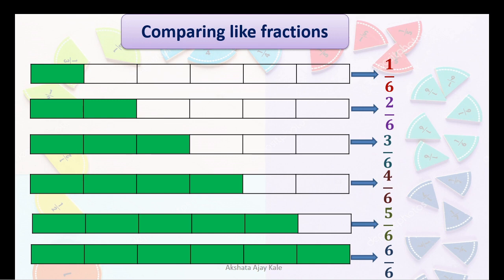Here we are increasing the coloring part. In the first one only 1 part, then 2 parts, 3 parts, 4 parts, then 5 parts, and all the 6 parts means the whole figure is colored. Whole figure means 6 upon 6. That is nothing but full color. Okay, the whole figure is colored.